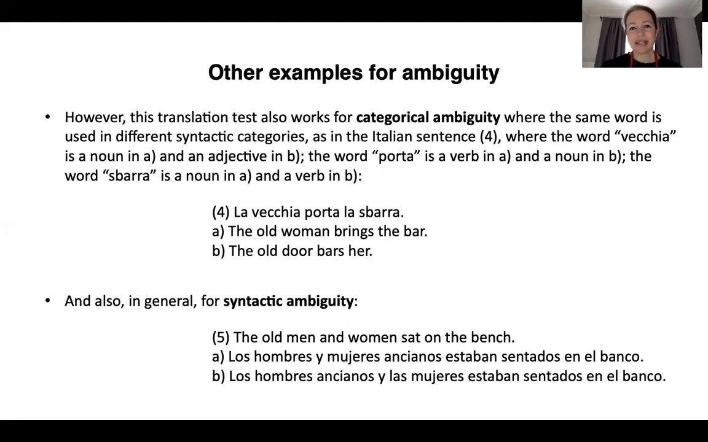However, this translation test also works for categorical ambiguity, where the same word is used in different syntactic categories, as in the Italian sentence 4, where the word vecchia is a noun in translation A, while it is an adjective in translation B. The word porta in the original sentence is a verb in translation A, while it is a noun in translation B. The word sbarra is a noun in translation A and a verb in translation B. But also in general for syntactic ambiguity, as in sentence 5, the old men and women sat on a bench, where old can be referred to both men and women or just to men, according to the translation A or B.